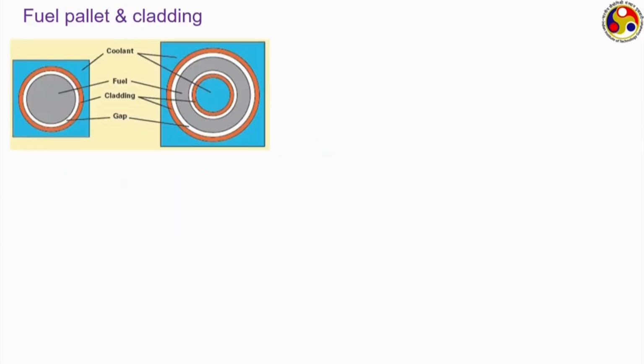Then we come to fuel pellet and fuel cladding. Pellet refers to each small module of fuel element, which can be of the shape of small bullets or maybe just like a small tablet, and they are covered by a jacket which is called cladding. Cladding serves several important purposes.